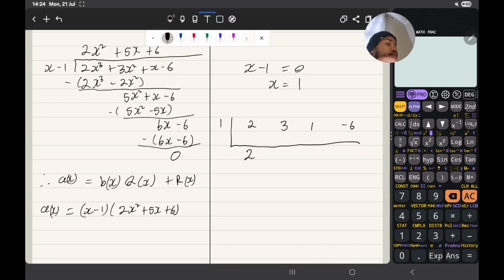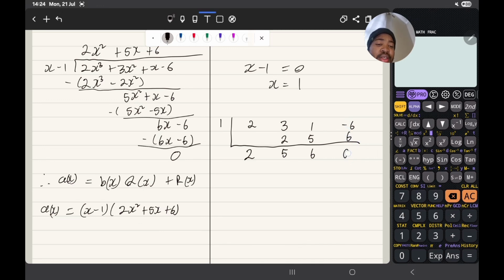And then 2 times 1, that is 2. And then you add, right? You get 5. And then 5 times 1, that is 5, and you write it here, and then you add. That is 6. 6 times 1, that is 6.